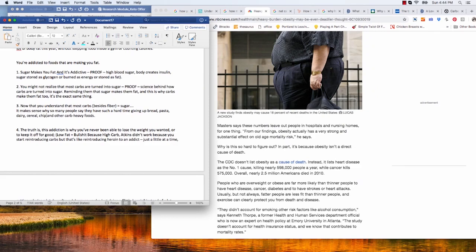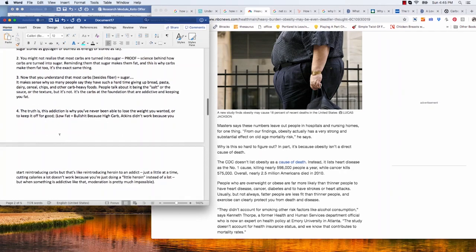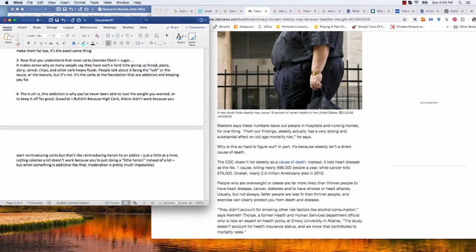Chips. And people talk about it being the salt or the sauce or the texture, but it's not. It's the carbs at the foundation that are addictive and keeping you fat, right? This addiction is why you've never been able to lose what you wanted or to keep it off for good, right? Low fat is bullshit because high carb, aka high sugar, aka fat and addicted.